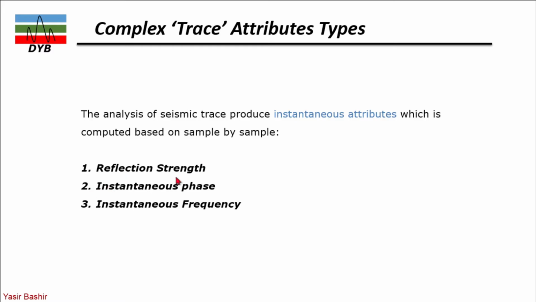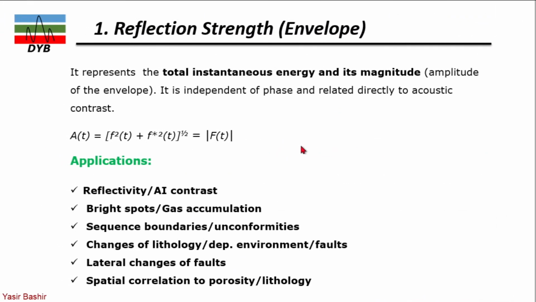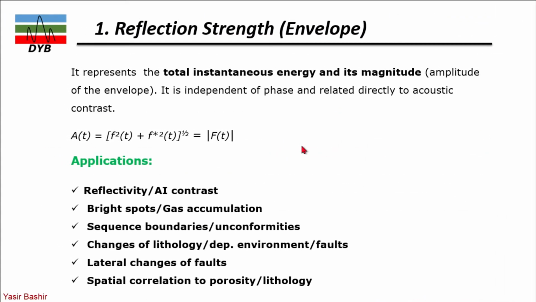So now we look at the reflection strength in detail. It represents the total instantaneous energy and its magnitude, which includes the amplitude of the envelope as well. It is also independent of the phase and related directly to the acoustic contrast. So here is the equation for that.